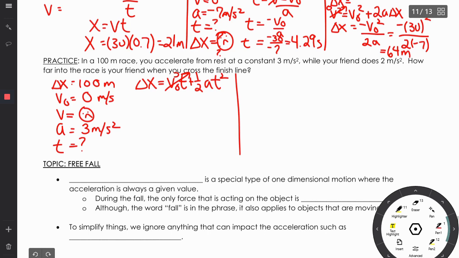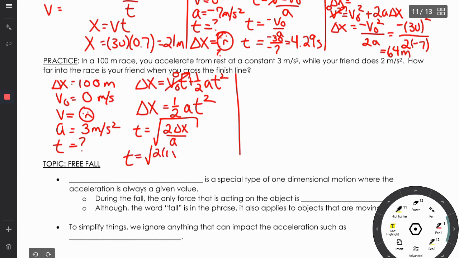So if we simplify a little bit, that goes away. So we have delta x equals 1/2 at squared. And if we do a little solving here, you're going to get that t equals the square root of 2 delta x over a. All right, so now we're going to plug in our values. So 2 times 100 over 3, and we'll take the square root of that number.